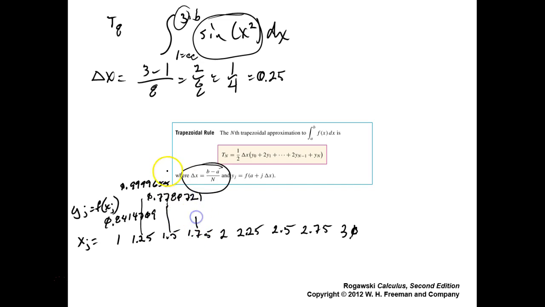Okay, 1.75. Take that, square it, and then 731. Okay, 0.77. Oh, 731. Okay, got it. Okay, 1.75. Square it, and then take a sine of it. 0.079. Okay. Let's take 2, square it, and take the sine of that.